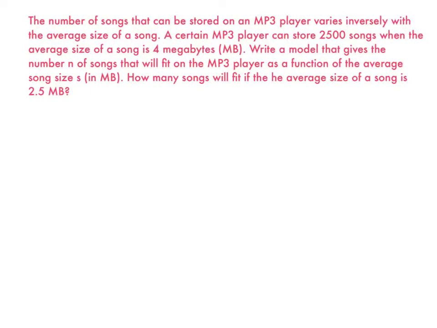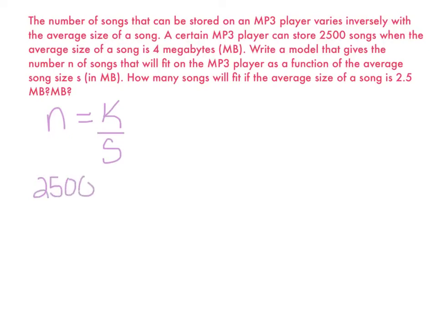I see a typo. Let me fix it. There. Alright, so we have variables. We have the number of songs that can be stored on the MP3 player, which we're going to use n. Varies inversely, so we're going to say equals the constant divided by the average size of the song, which we're going to use an S. So there's the setup. It says the certain MP3 player can store 2,500 songs when the average size of a song is 4 megabytes, so we're going to put 2,500 in for the number of songs equals the constant divided by the size of 4.